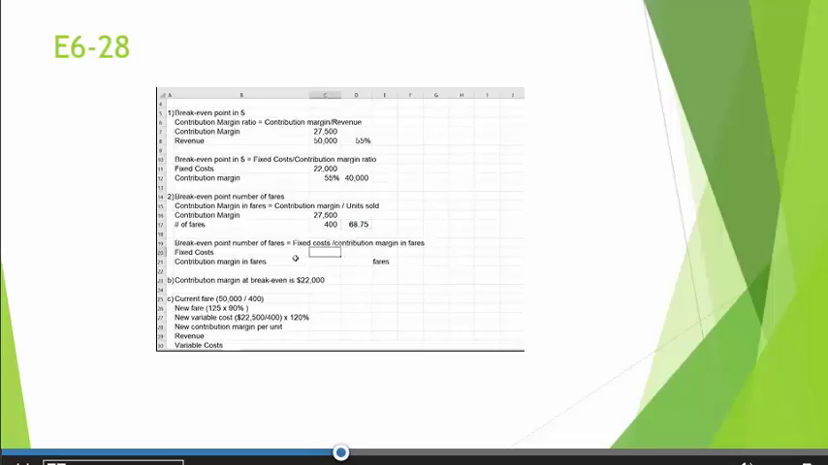To determine the break-even point in terms of fares, again we take our fixed costs of $22,000 and divide by $68.75, the contribution margin we get per fare, which means we need to sell 320 fares to break even. At 320 fares, it'll cover our variable costs and all of our fixed costs, so our operating income will be zero. So we need to sell $40,000 worth of revenue, or 320 fares, to break even. Now we know the point at which we will break even.